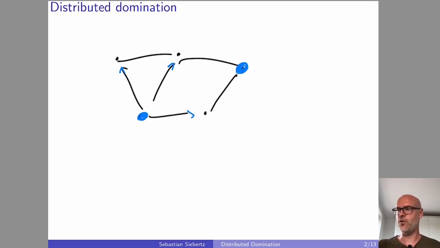We are studying the LOCAL model of distributed computing, where the network graph is given by the graph where we want to solve the domination problem. The vertices are equipped with unique IDs and they are allowed to send messages along the edges. The complexity of a distributed algorithm is the number of rounds required until every vertex tells if it wants to be in a dominating set or not. And our goal is to find a dominating set that is as small as possible.